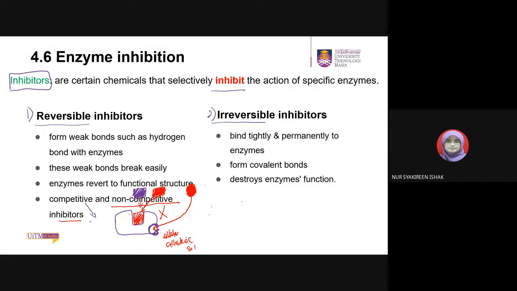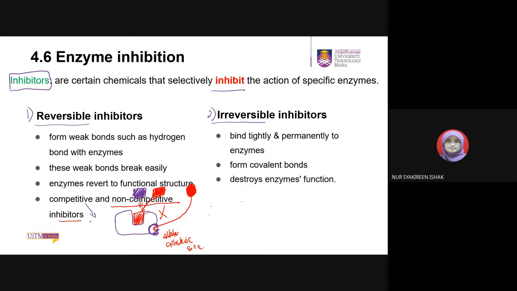Okay, allosteric site. The binding of these non-competitive inhibitors will cause the shape of the enzyme to change. When the shape of the enzyme changes, it also causes the active site to change, and once the active site changes, the substrate will no longer combine with the active site because now the shape of the active site is different from the shape of the substrate.